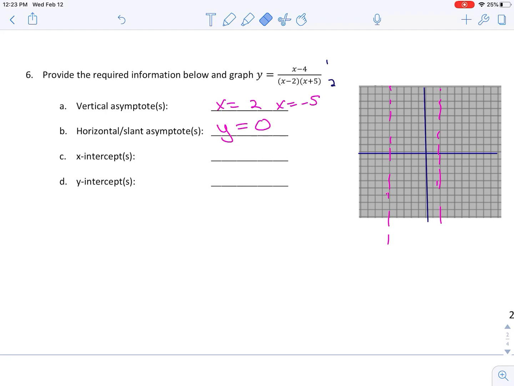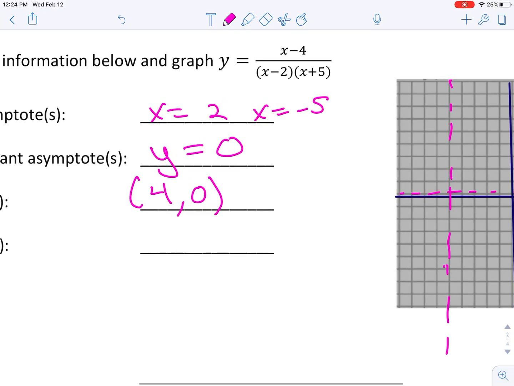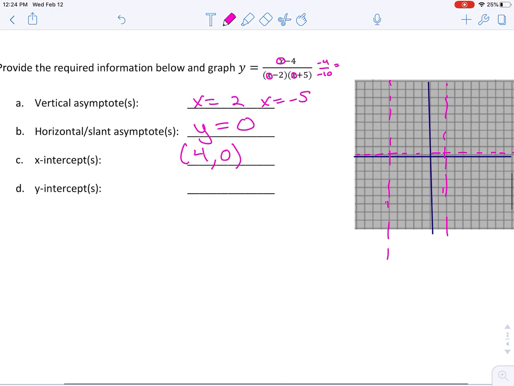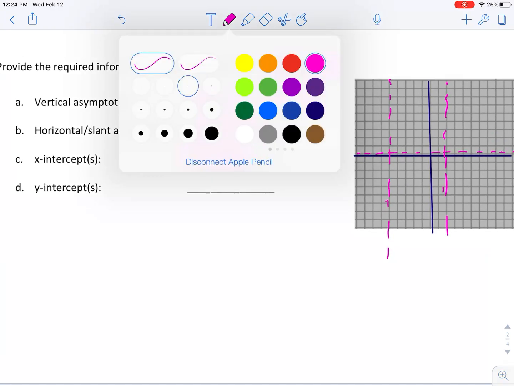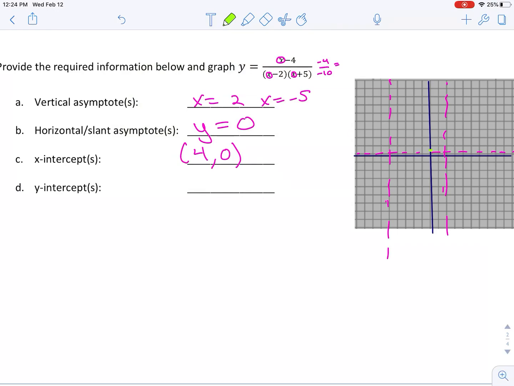Okay, x-intercepts. So let me draw on the y here real quick. The x-intercepts, that's the 0 of the numerator. So remember, at some point in these problems, you need to figure out the 0 of the denominator and the 0 of the numerator. Y-intercept. We find that just like we would any y-intercept by making the x equal to 0. And when I do that, I get negative 4 over negative 10, which simplifies down to 4 over 10, which is 2 over 5. So that tells me that the y-intercept is about there, and my x-intercept is right there.